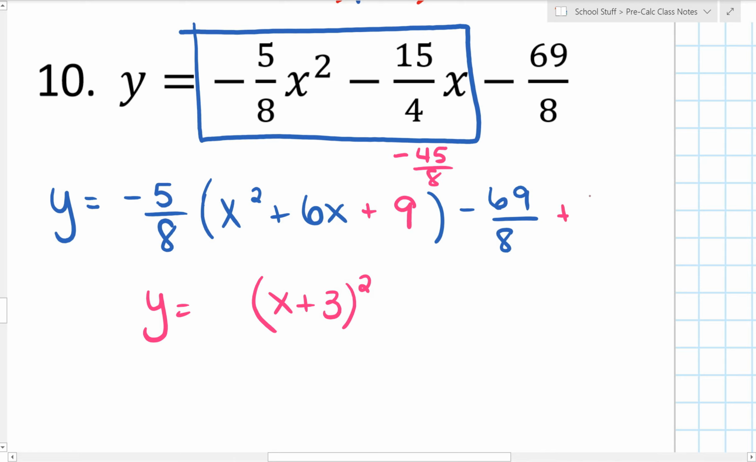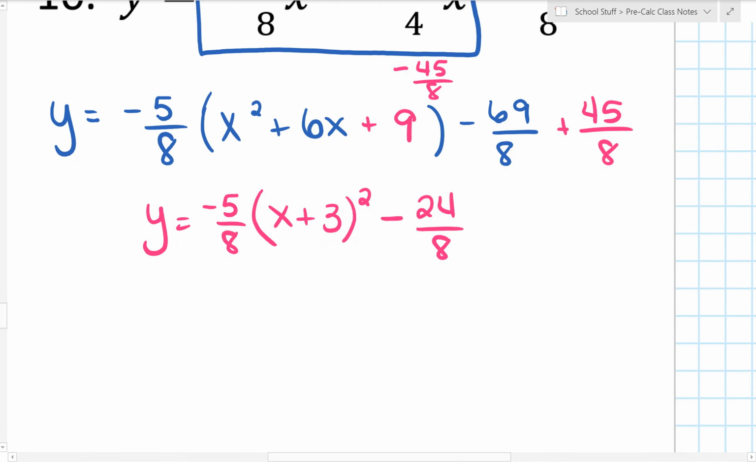So that means to balance it out, I'm going to add 45/8. That leaves me negative 69/8 plus 45/8. That leaves me with a negative 24/8. And don't forget we have that negative 5/8 out in front here. And so to just simplify this, I'm going to have y equals negative 5/8 times x plus 3 squared minus 3.